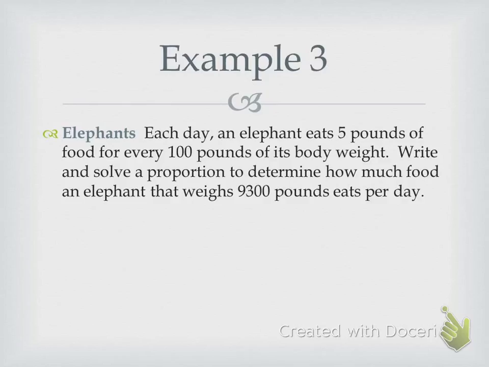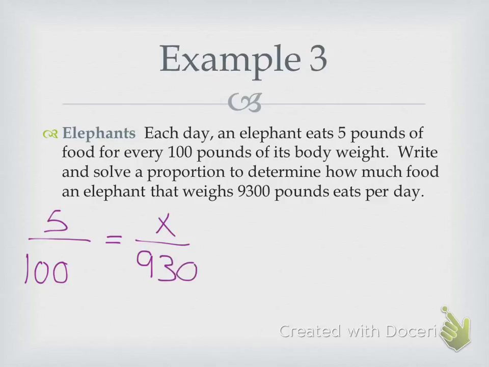I'm going to set it up just basically how I read it. 5 pounds of food over every 100 pounds it weighs equals, don't know how much food, over it weighs 93 pounds. Do you see how I'm comparing the same thing? Food and food over pounds and pounds. Do you see that? Now I can solve it.